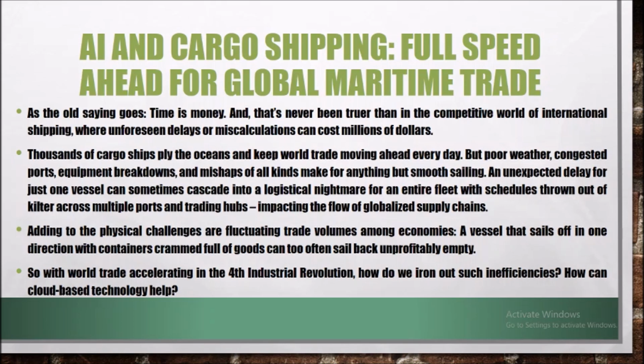Adding to the physical challenges are fluctuating trade volumes among economies. A vessel that sails off in one direction with containers crammed full of goods can too often sail back unprofitably empty. So with world trade accelerating the fourth industrial revolution, how do we iron out such inefficiencies? And how can cloud-based technology help?